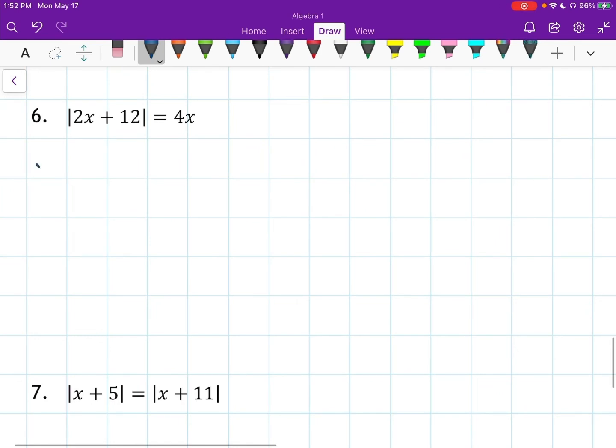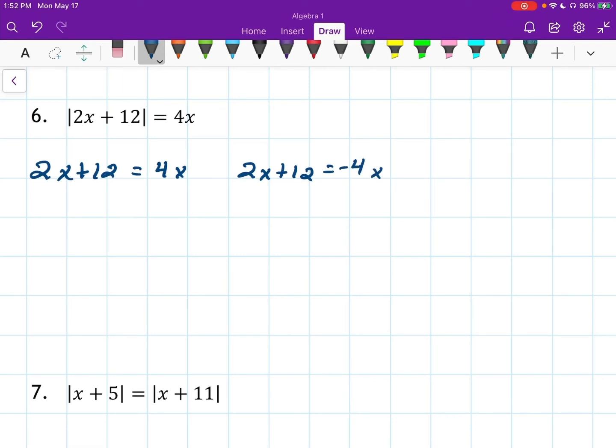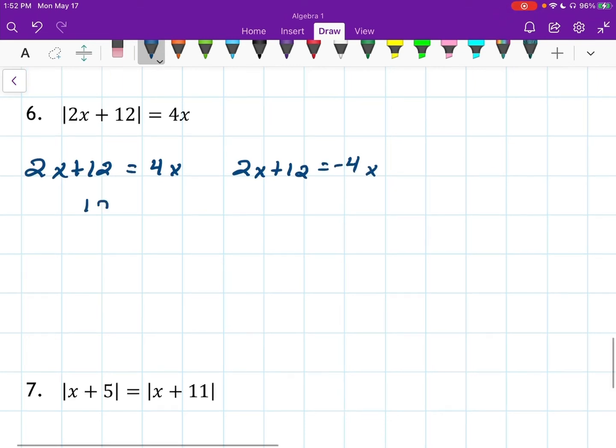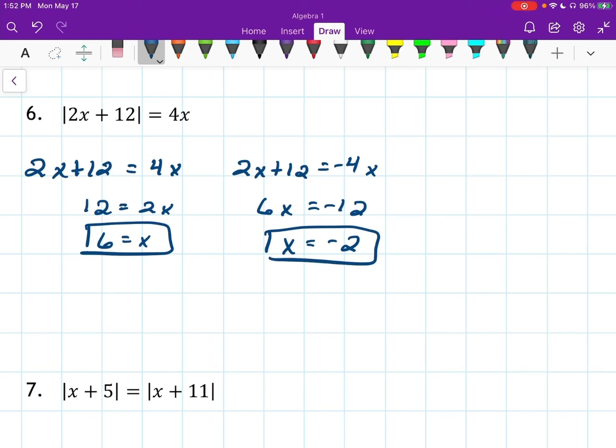We're going to have absolute value of 2x plus 12 equals 4x, and then we'll have 2x plus 12 is negative 4x. Solving the left side, I'm going to have 12 equals 2x, so 6 equals x. And then solving the right side, I'm going to have, what is this, 6x is negative 12, so x is negative 2. Now, we need to plug back in and see if we can get a good answer. And I think I can already see which one's going to be bad. But let's pull this over here and we'll plug in the 6.